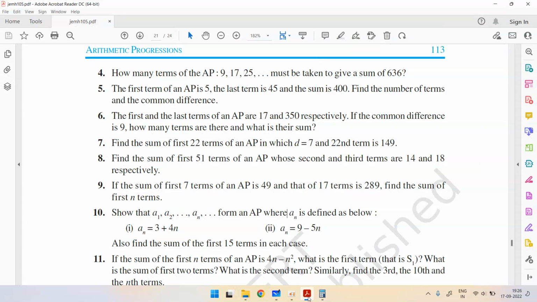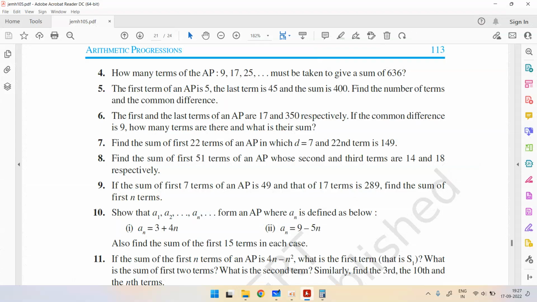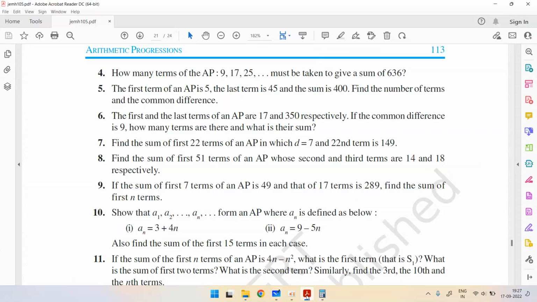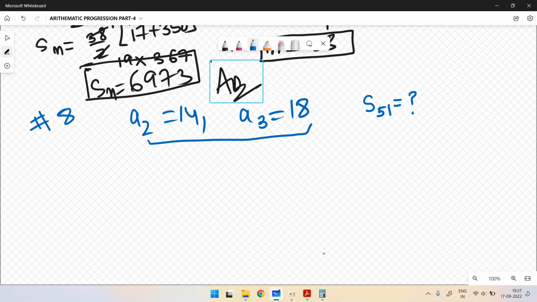The second and third terms are 14 and 18. We need to find the first 51 terms. You can directly see, even if you are unable to infer from this, directly subtracting these two will give me D.